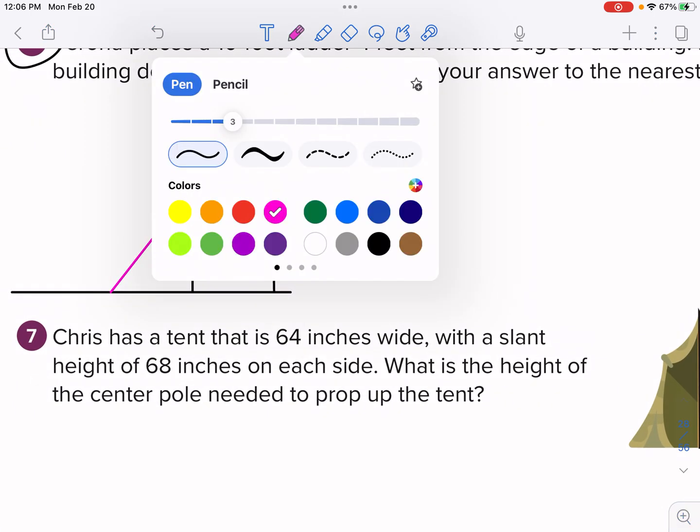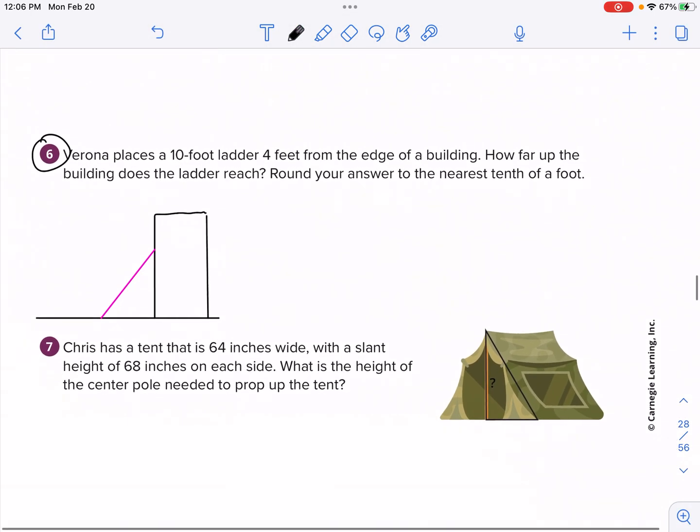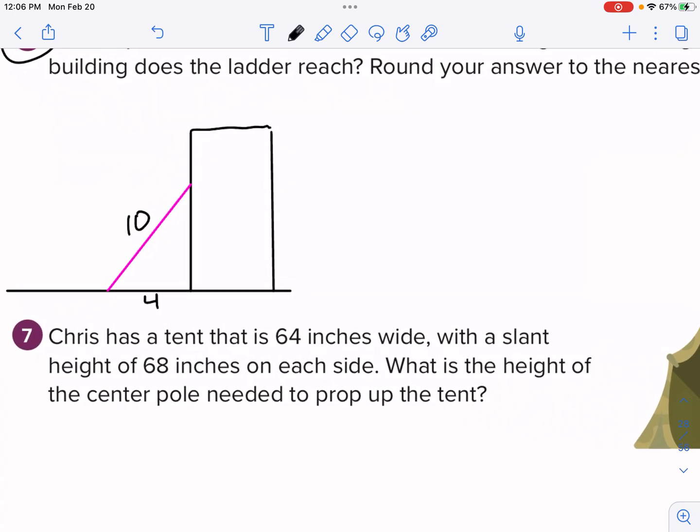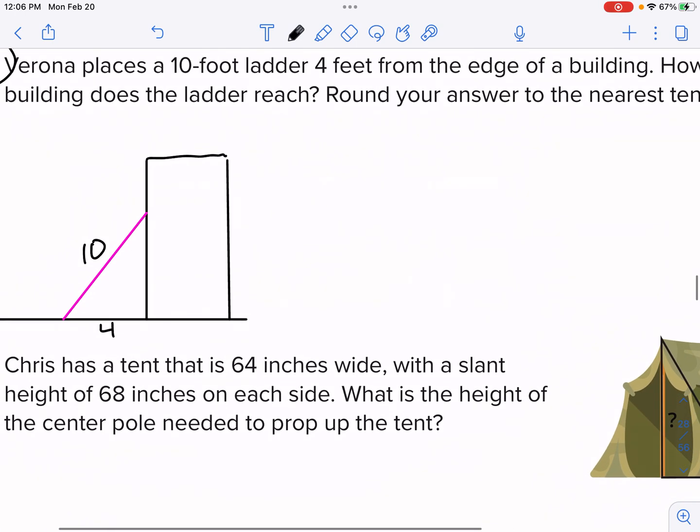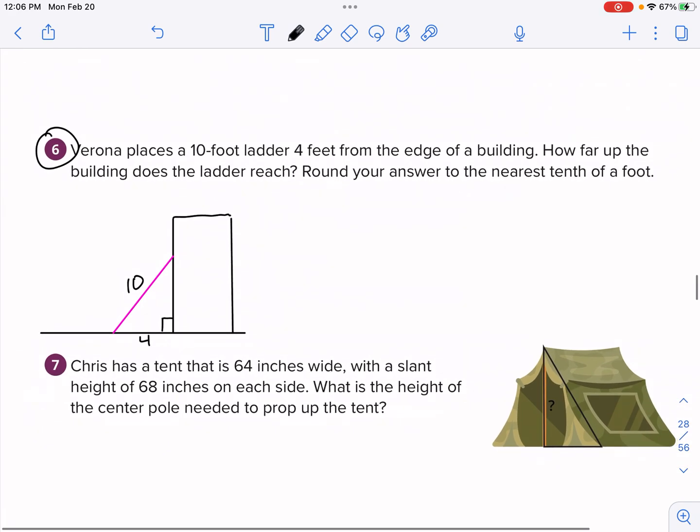So it says the 10-foot ladder, so what's in pink is 10, is 4 feet from the edge of the building. So this distance on the bottom, the base of it is 4 feet away, even though my drawing probably isn't up to scale. This building is upright, so we know it's 90 degrees, and we want to know how far up the building does the ladder reach. So we don't know what this distance is. I'll put that that's x. Round the answer to the nearest tenth of a foot.